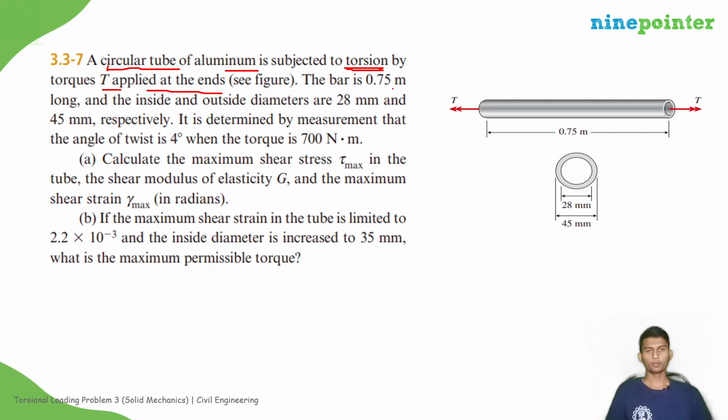So the bar is 0.75 meters long, and the inside and outside diameters are given, that is 28 millimeters and 45 millimeters respectively. It is determined by measurement that the angle of twist is 4 degrees when the torque is 700 Newton meters. Calculate the maximum shear stress tau max in the tube, the shear modulus of elasticity G, and the maximum shear strain gamma max.